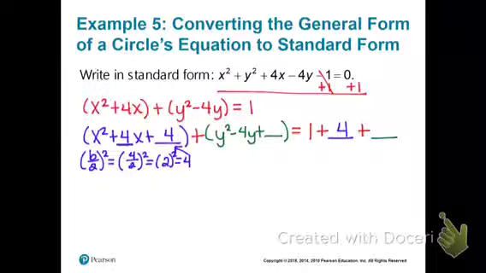Now, for the y's, we're going to do the same thing. It's b over 2 squared. Now what's in the place of my b? Negative 4. So negative 4 over 2 squared. And what's negative 4 over 2? Negative 2. Squared, which is positive 4. I just said every time we square it, it's always going to be positive.